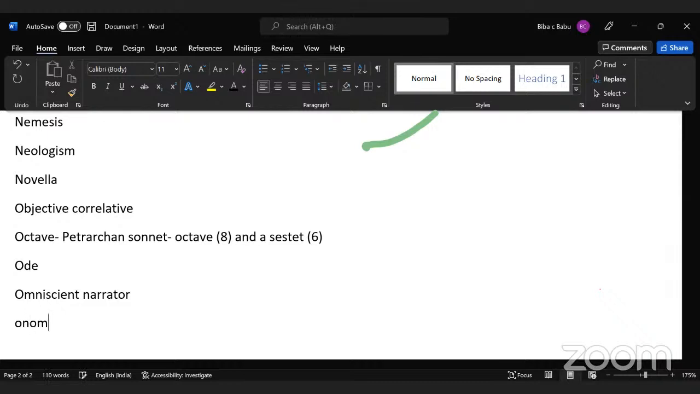Next is onomatopoeia. We pronounce it as onomatopoeia. It is a word whose sound suggests its meaning. Sounding words, the sound of the particular word.